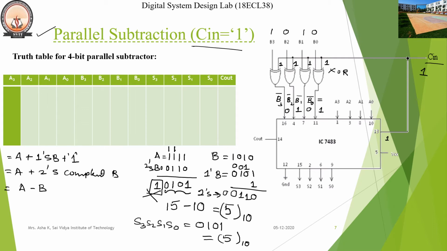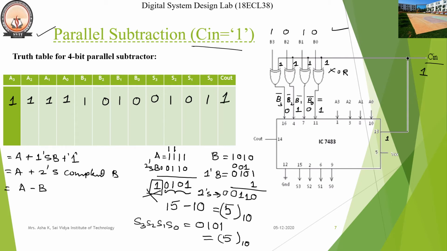For A3 bit equal to 1, A2 equal to 1, A1 equal to 1, A0 equal to 1, and B having the input 1, 0, 1, 0, produces the output of the subtraction, that is 0 1 0 1, and the carry out bit that we are getting here is 1.